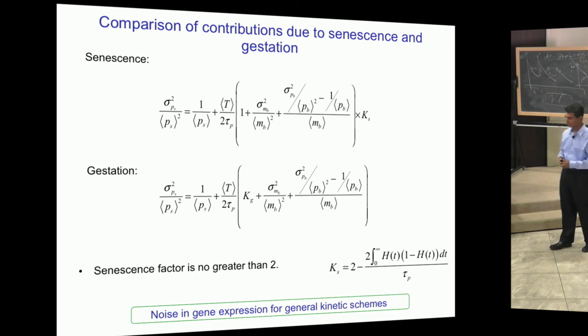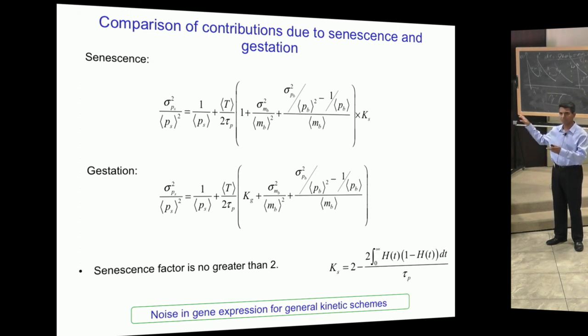So in general, for general kinetic schemes, using these approaches, you give me a kinetic scheme, and as long as the assumptions made here are valid, you can plug it in here and figure out how it affects the noise in protein distributions.